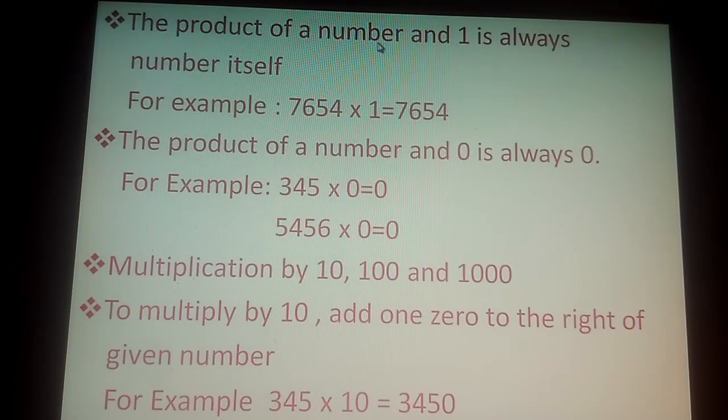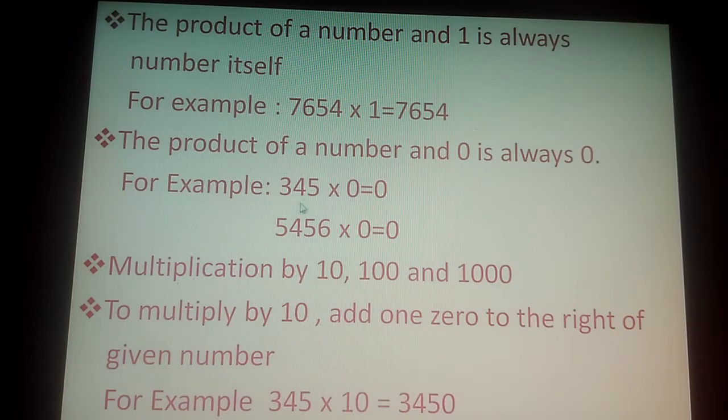The product of number and 1 is always number itself. Whenever we are multiplying any number by 1, result will be number itself. Let's take an example. 7654 multiplying by 1. Answer is 7654 only.